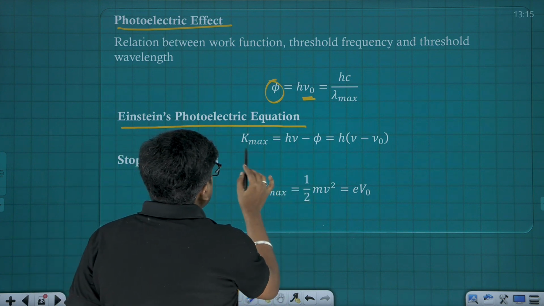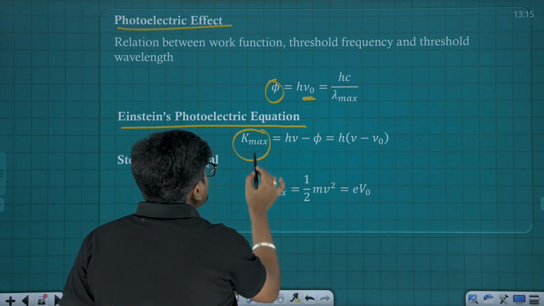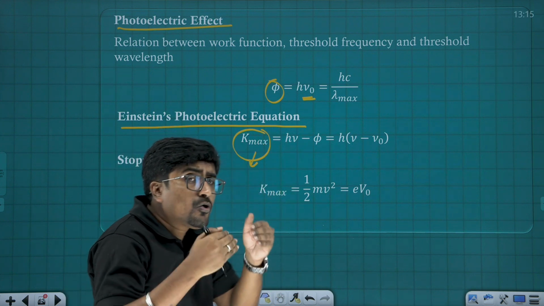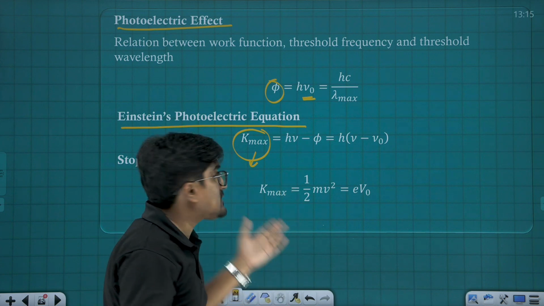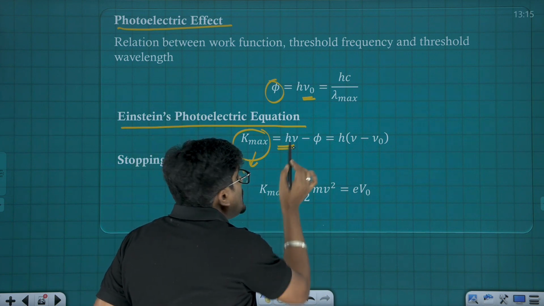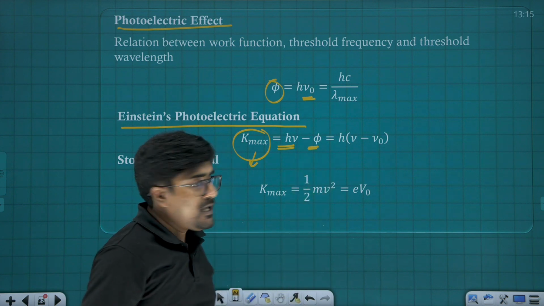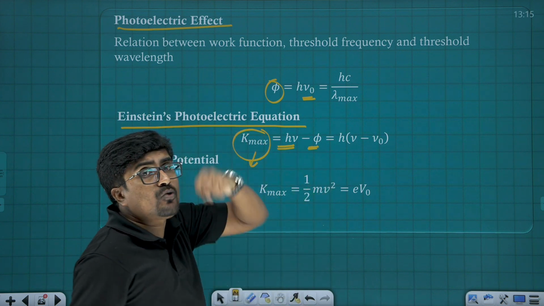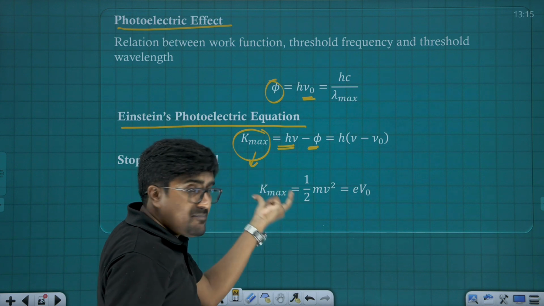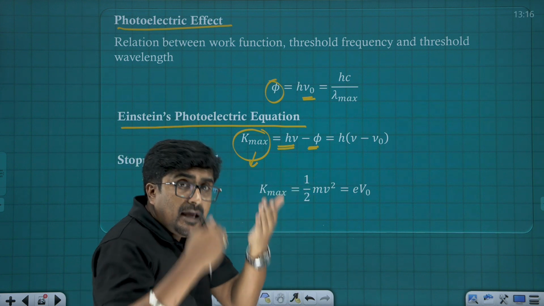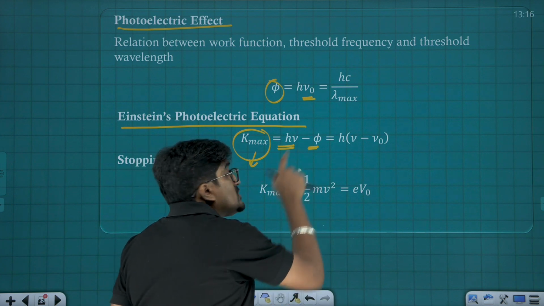Now here the thing is, the kinetic energy of the photoelectrons coming out, that is K max, will be equal to h into nu, that is the energy of the incident radiation, minus work function. I repeat, the kinetic energy of the electron coming out I take as K max. So the energy possessed by that electron is going to be the energy of the incident radiation h into nu minus of what?